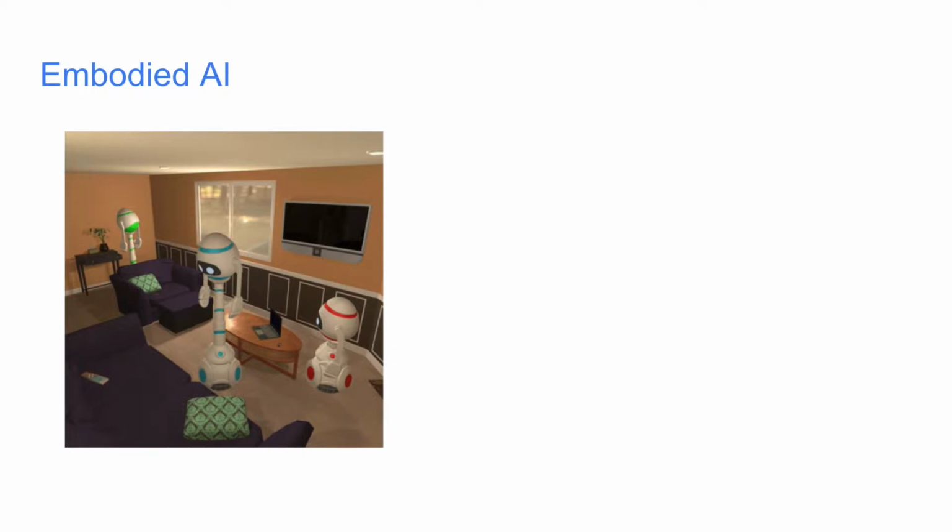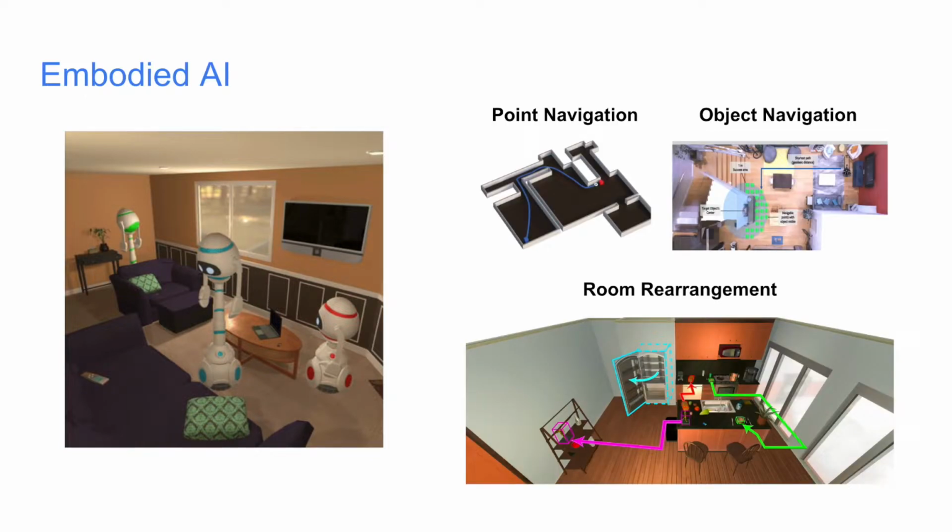Embodied AI is a growing area of research in which agents are trained to solve tasks in physical and simulated environments. These embodied agents learn to interact in their environments given sensory inputs. For example, an agent might walk around a scene based on what it sees with a camera. A few examples of tasks in embodied AI are point navigation, where an agent must navigate to a coordinate, object navigation, where an agent must locate an object, and room rearrangement, where an agent must move objects to match the original state of a room.